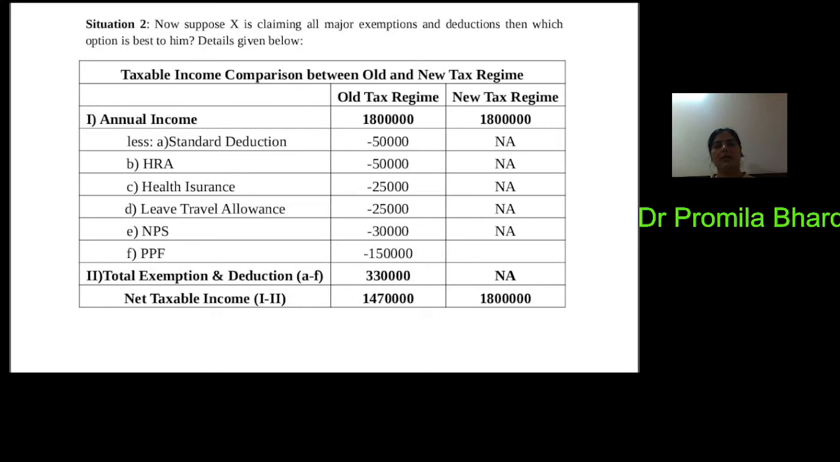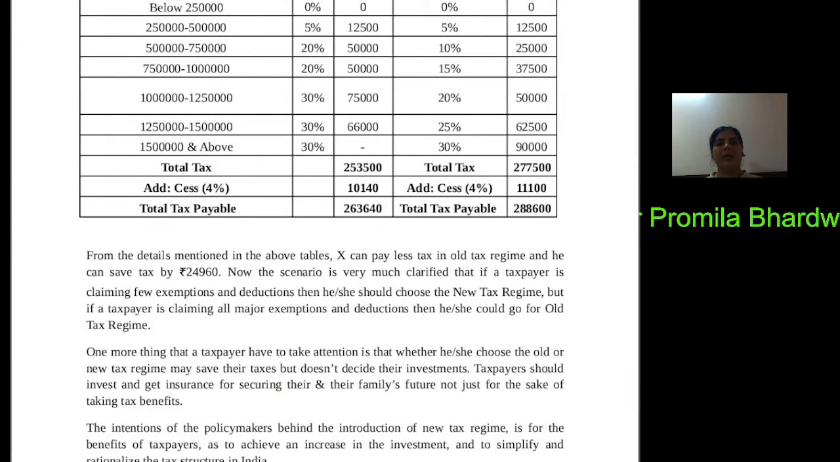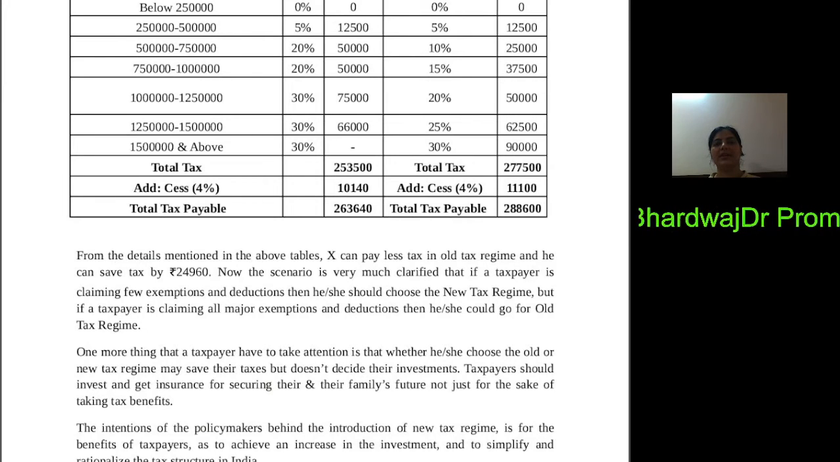Now, how much tax does he have to pay? Here is the table. He is paying tax of 2,53,500 under the old tax regime, and in the new tax regime he has to pay 2,77,500. Here also he has to pay the 4% health and education cess, which is 10,140 in the old tax regime and 11,100 in the new tax regime. The total tax liability for X is 2,63,000 in the old tax regime and 2,88,600 in the new tax regime.